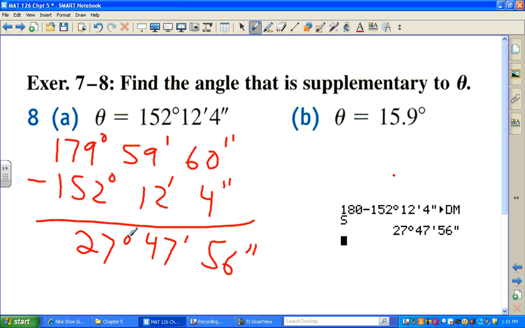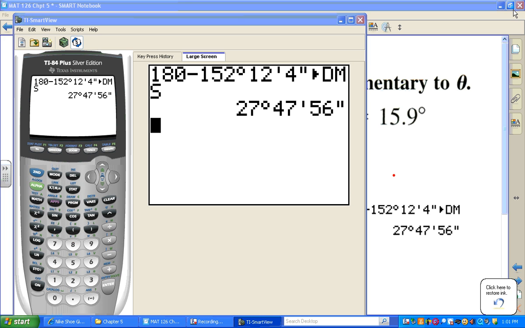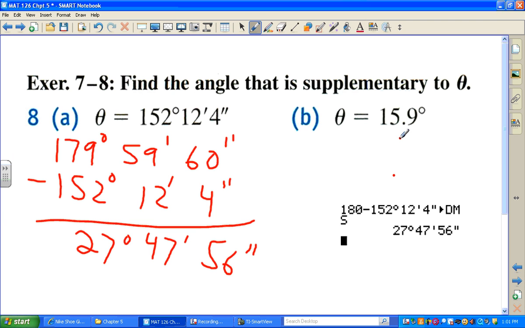Oh, wait a minute. 15.9 degrees. That one is easy. You see how it's not in degrees, minutes, and seconds? So you take 180 minus 15.9. And your answer is 164.1. So you just take it and subtract it from 180. That one you don't have the DMS because you don't have this. This is still very much used in longitude and latitude, the way of measuring angles like that.